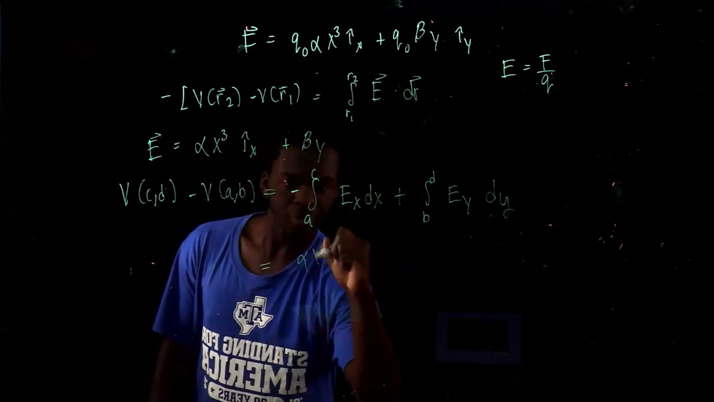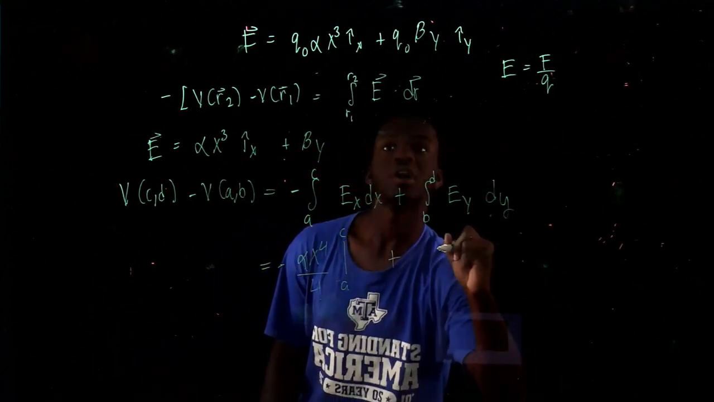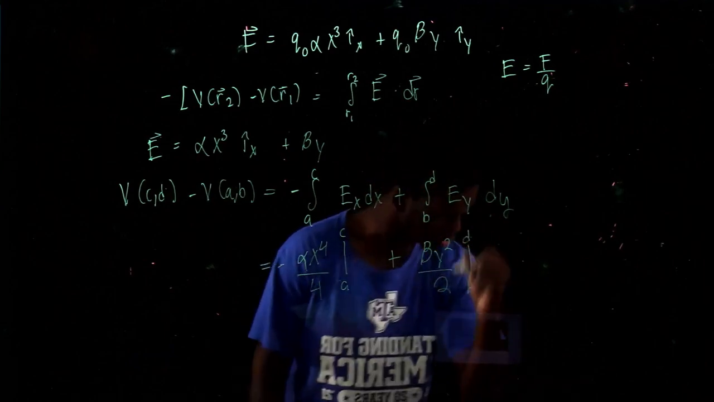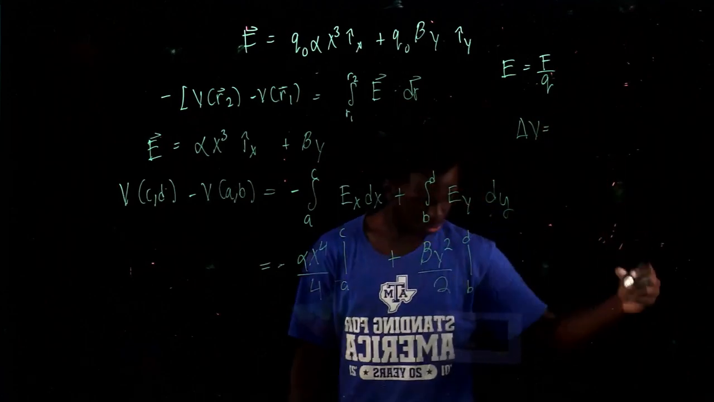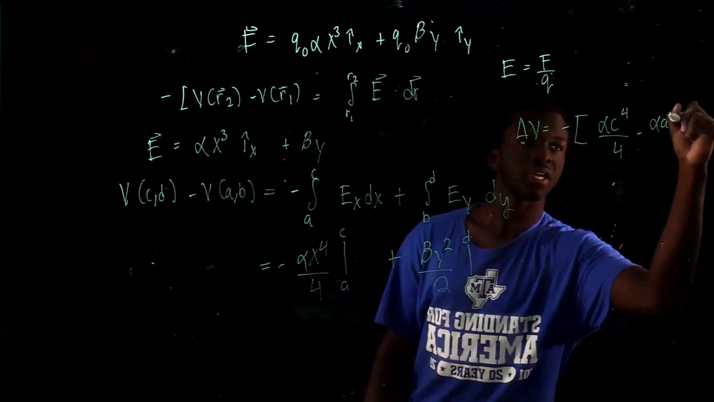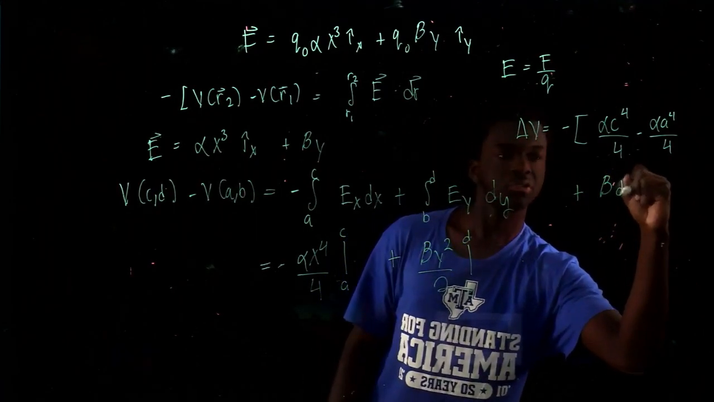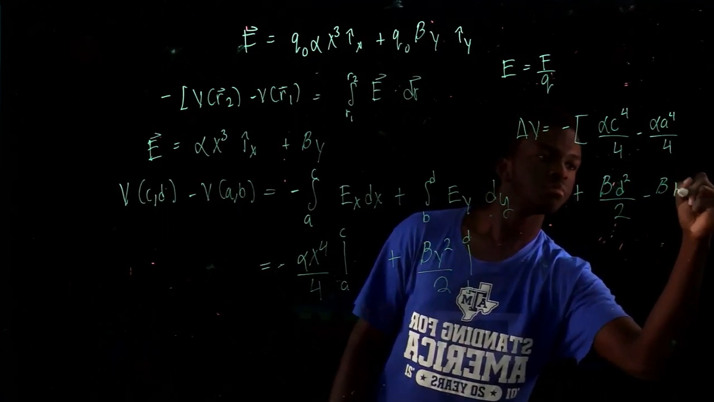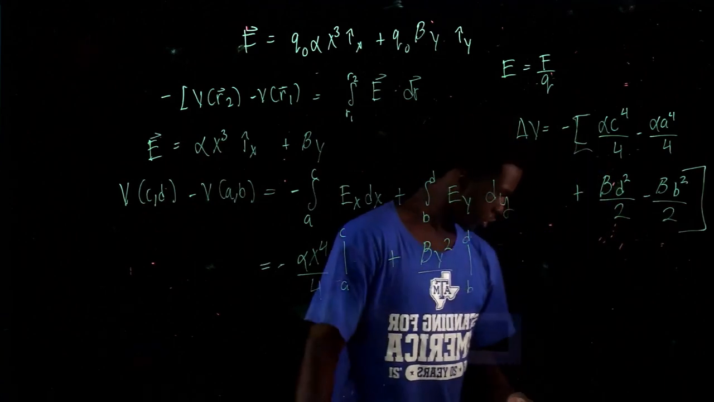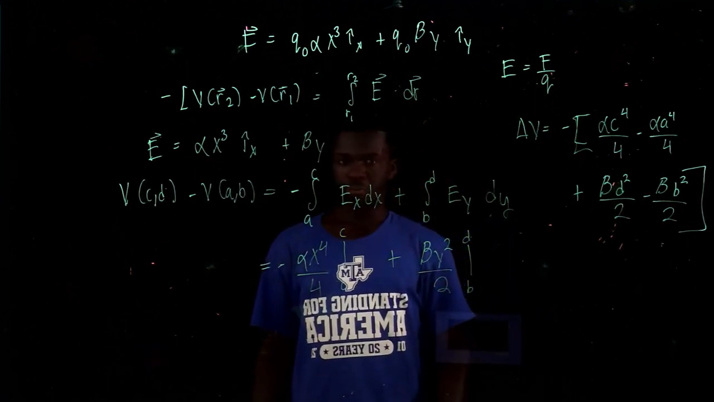This is going to be alpha x to the 4 over 4 from a to c, negative, plus for EY it is going to be beta y squared over 2 from b to d. After you take that, the change in potential is going to be negative alpha C to the 4 over 4 minus alpha A to the 4 over 4, and then you're adding EY, which is going to be beta D squared over 2 minus beta B squared over 2. That should be the final answer, and that's what they get in the answer key, except they just simplified.